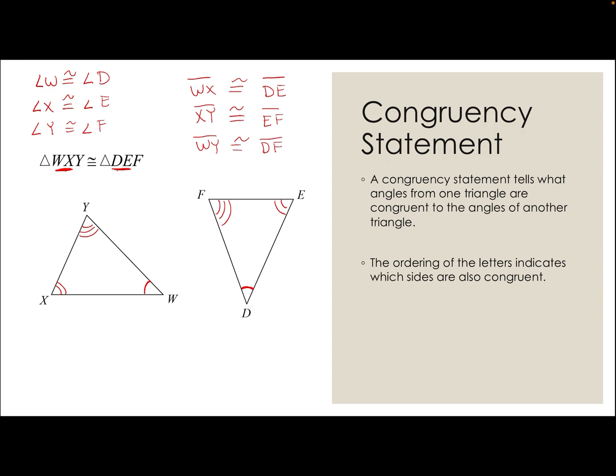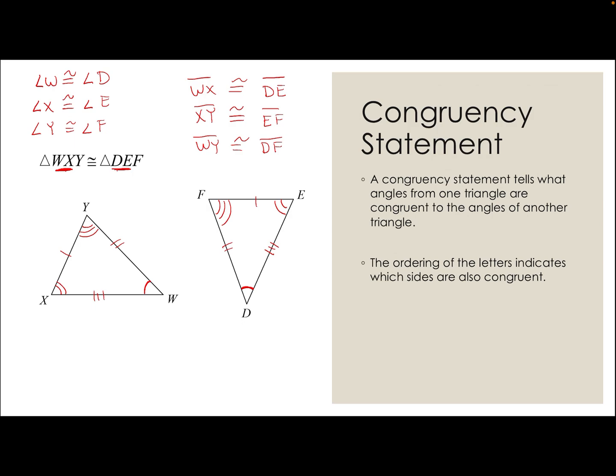So let's see, we have WX is congruent to DE. We have FE is congruent to YX. So FE is congruent to YX. And so the last one is going to be YW and FD. So that's how we make a congruency statement.